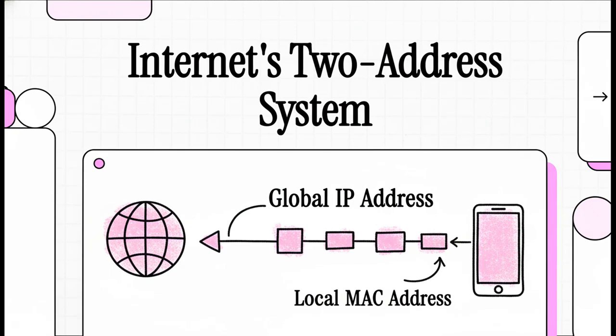Think about the last thing you did online. Maybe you sent an email or just watched a cat video. Whatever it was, you sent these little packets of data flying across the internet. But for that journey to even be possible, your device has to use not one, but two totally different addresses. And how they work together is frankly brilliant.